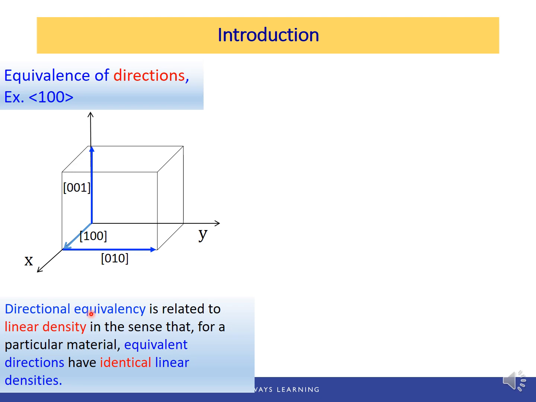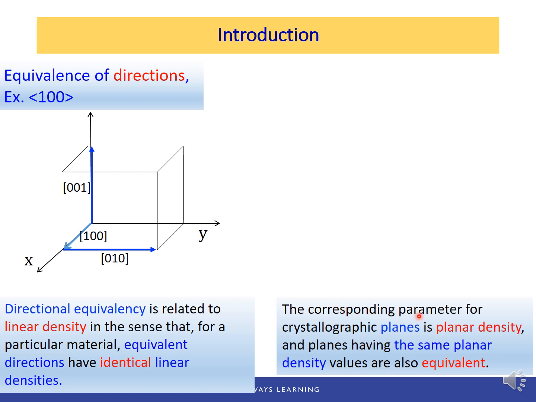So directional equivalency is related to linear density in the sense that for a particular material, if this is simple cubic, equivalent directions have identical linear densities. So all the edges, all the directions from this 100 family, have the same linear density. We're going to learn linear density in just a little bit.